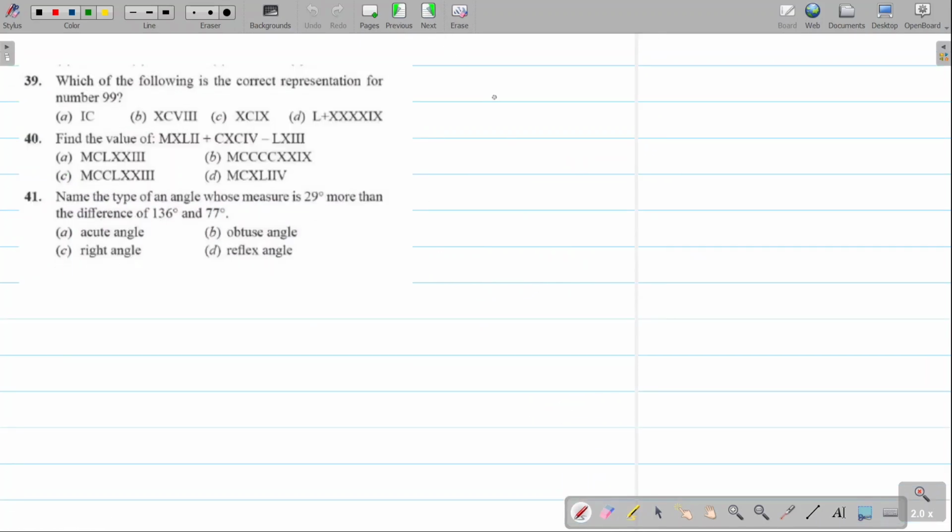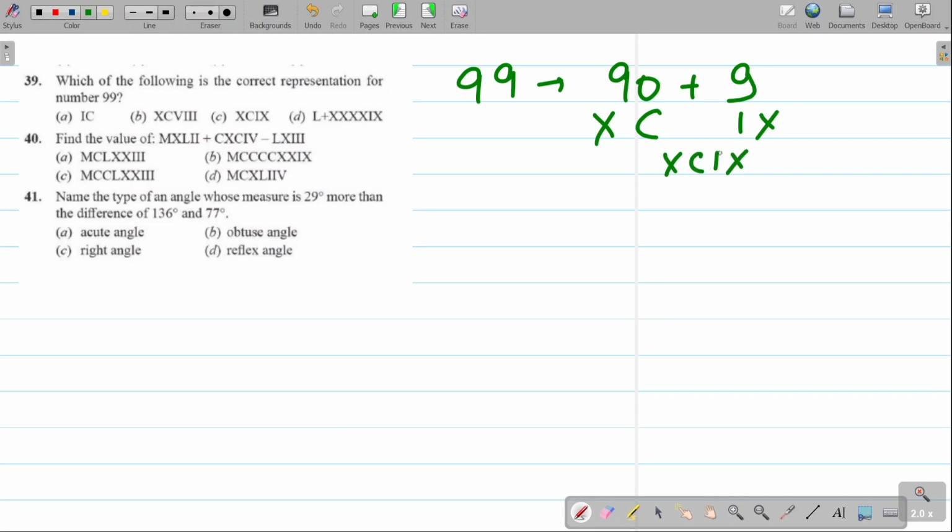Now we are asked a few Roman number based questions. It says which of the following is the correct representation of this number 99. So this 99 can be written as 90 plus 9, and this 90 can be written in Roman as XC and 9 can be written as IX. So finally 99 can be written as XC and IX. So option number C will be correct.